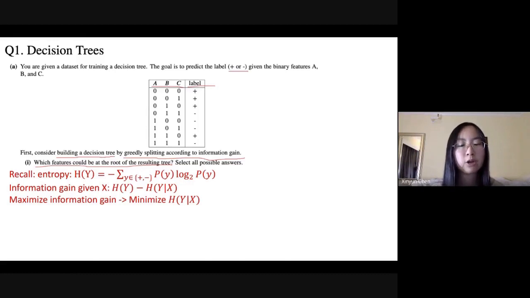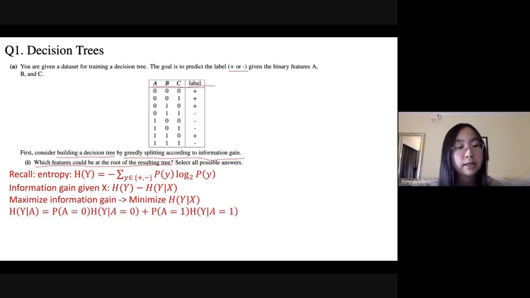So how should we compute the entropy of y given x for any feature? Let's take the feature A as an example. Basically, the entropy of y given A is equal to the probability of A equals 0 times the entropy of y given A equals 0, plus the probability of A equals 1 times the entropy of y given A equals 1.